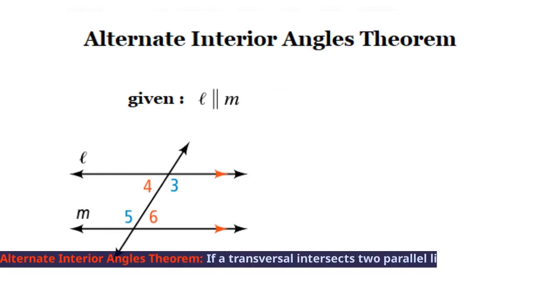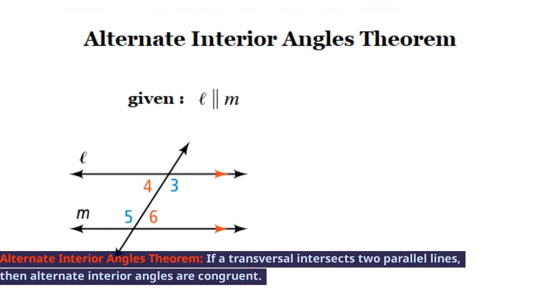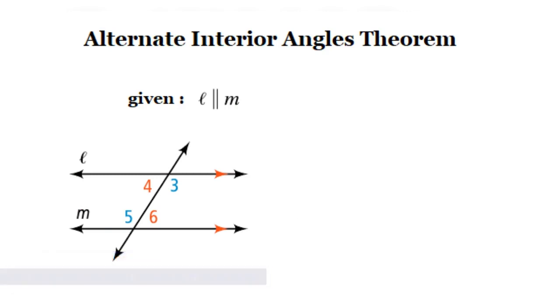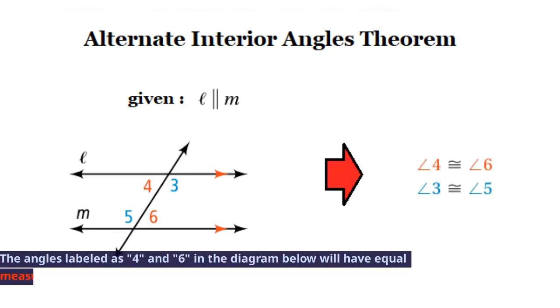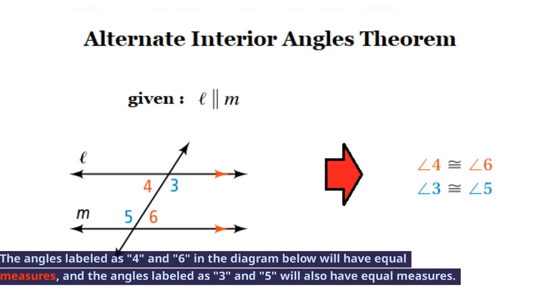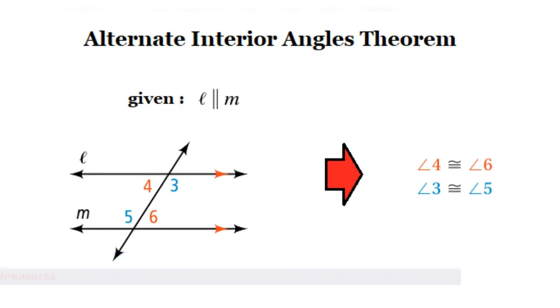Alternate interior angles theorem. If a transversal intersects two parallel lines, then alternate interior angles are congruent. The angles labeled as 4 and 6 in the diagram below will have equal measures, and the angles labeled as 3 and 5 will also have equal measures.